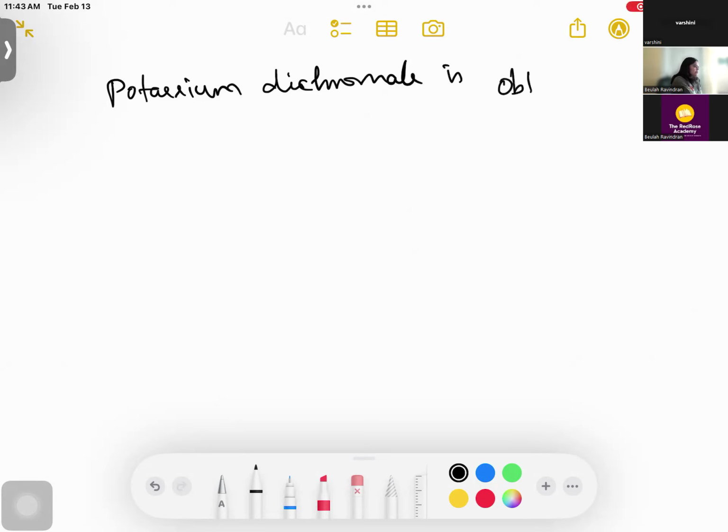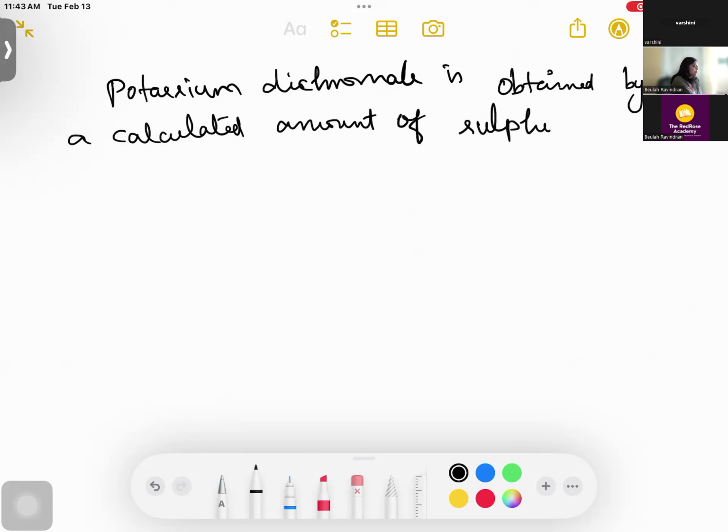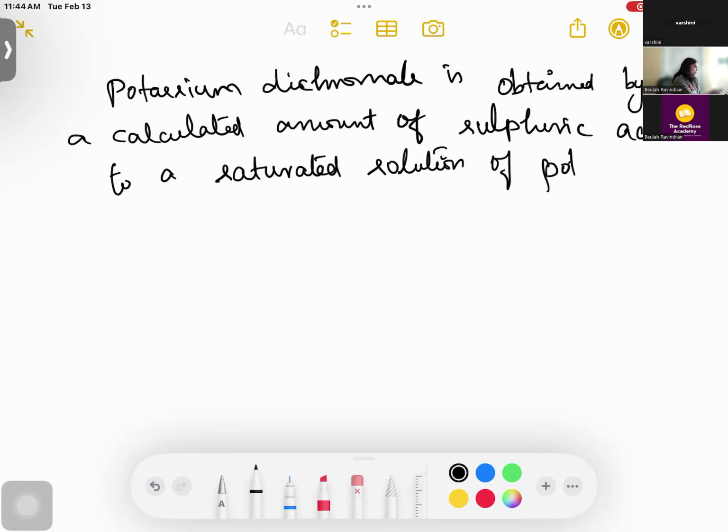Potassium dichromate is obtained by adding a calculated amount of sulfuric acid to a saturated solution of potassium chromate. To a saturated solution of potassium chromate.